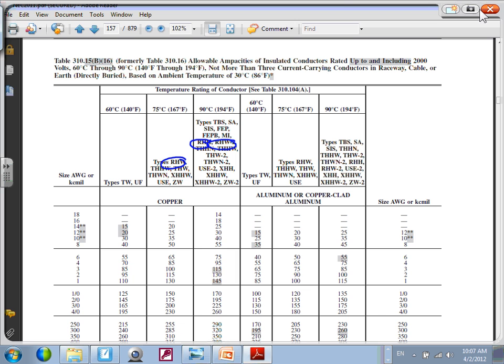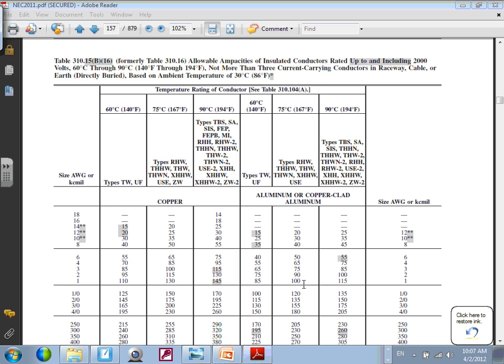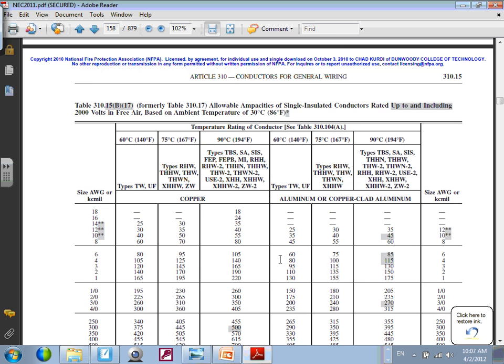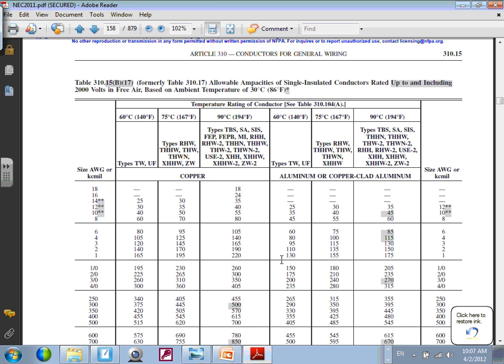Okay, so this is the table they're going to spend a lot of time in. If you go down, guys, this table is for single insulated conductors in the air. Can you guys see that? This baby is in the air.